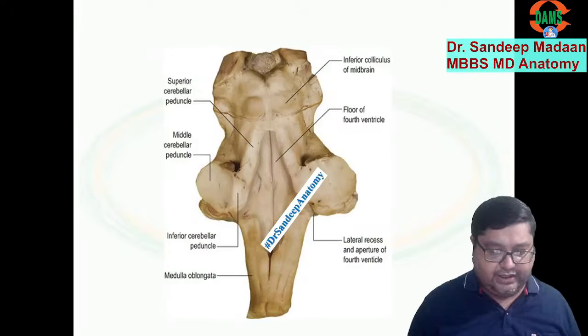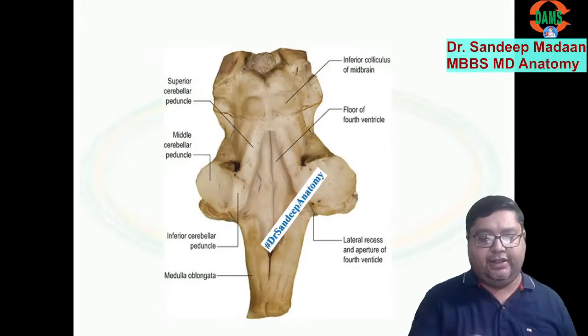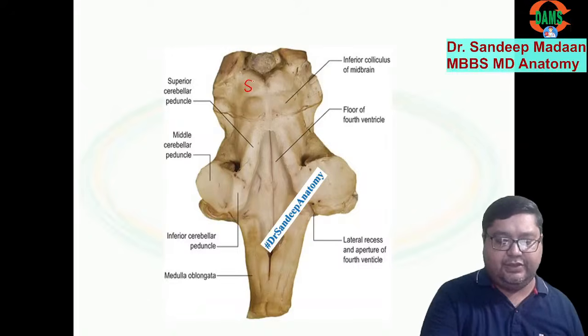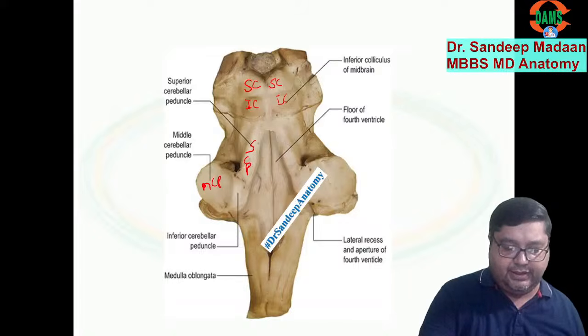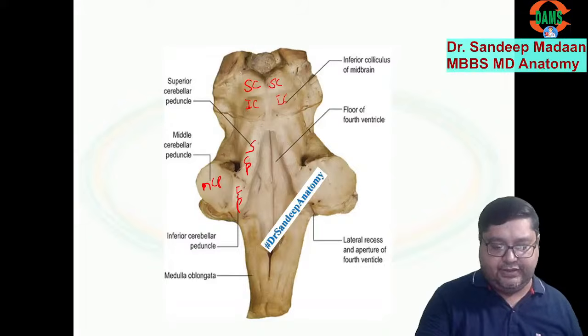And this is what we have got: the floor of the fourth ventricle. Let me just explain. These are the superior colliculi and these are the inferior colliculi of both sides. And here we have the superior cerebellar peduncle, middle cerebellar peduncle and inferior cerebellar peduncle. All right. And this is the midline.